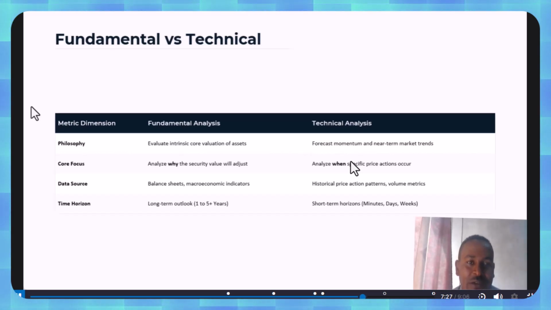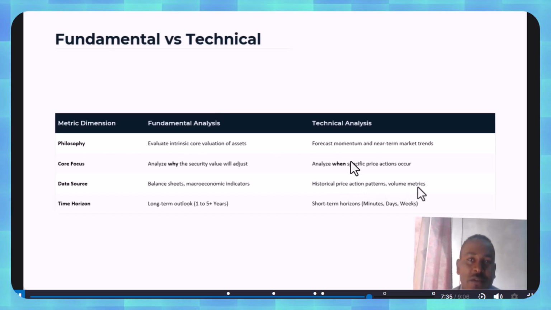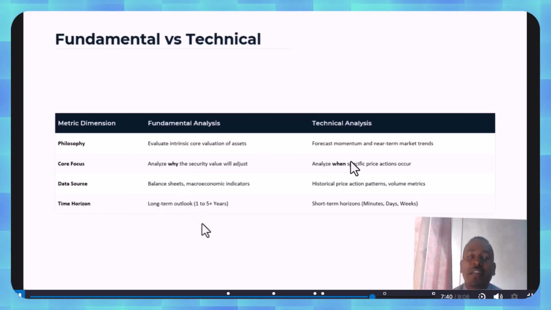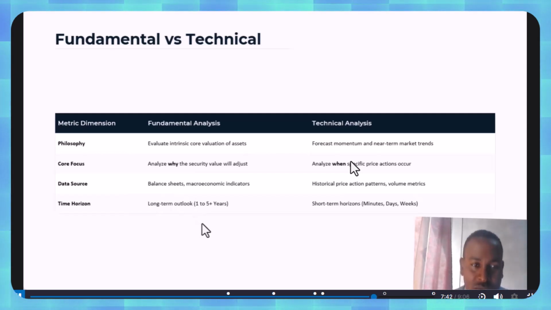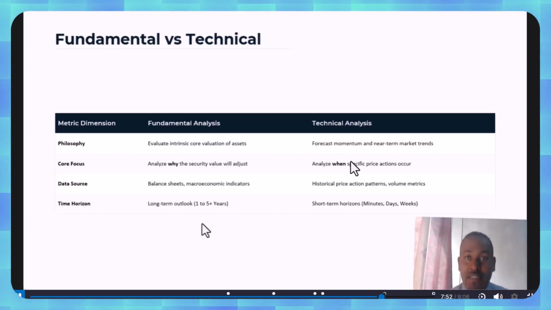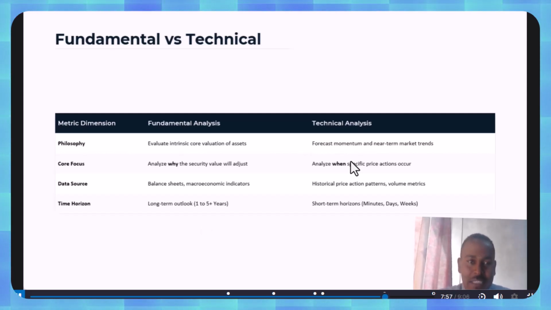Balance sheets and macroeconomic indicators are data sources for fundamental analysis. For technical analysis, the data sources are historical price action patterns and volume metrics. Time horizon: fundamental analysis has a long-term outlook, 1 year to 5 years or more than 5 years. Whereas technical analysis has short-term horizons in minutes, days, or weeks. It determines price fluctuations in minutes, days, weeks, or months.